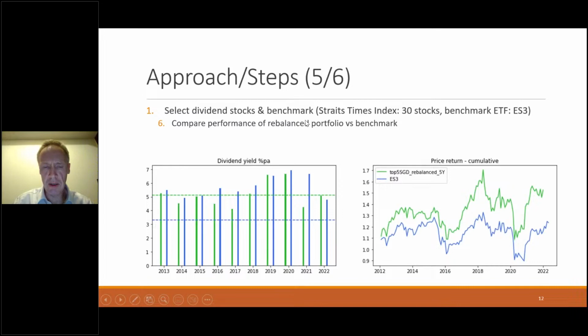And how does it actually do in absolute performance? So the benchmark ETF had an average dividend yield of about 3.5%. Through portfolio optimization and regular rebalancing, sorry, every year with a 5-year look back, I can achieve a dividend yield of more than 5%. And my price return or the portfolio value also outgrew the benchmark ETF.